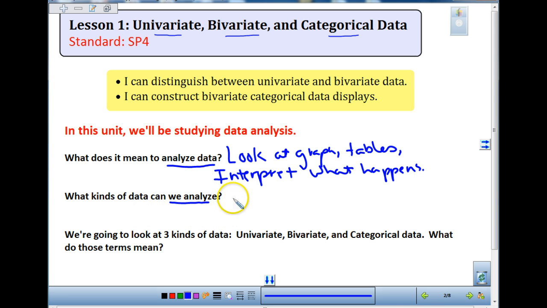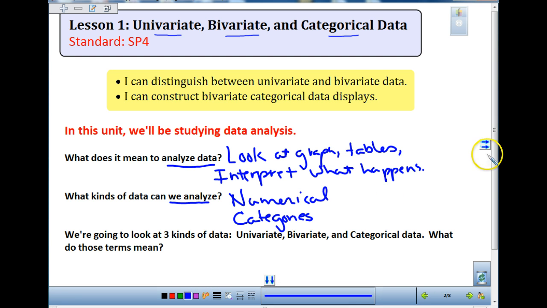What kinds of data can we analyze? Well, usually if it's numerical values, we can analyze that. We can find some different statistics that we're going to talk about in a minute. And then it might be different categories that we might be looking at, like what is your favorite pet? What's your favorite food? So we might have a category.